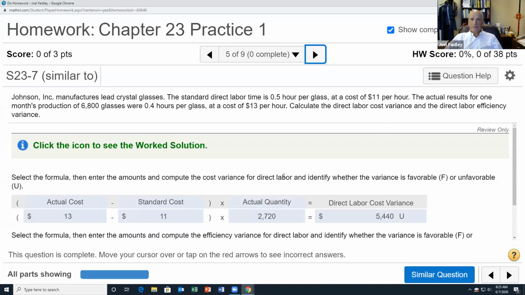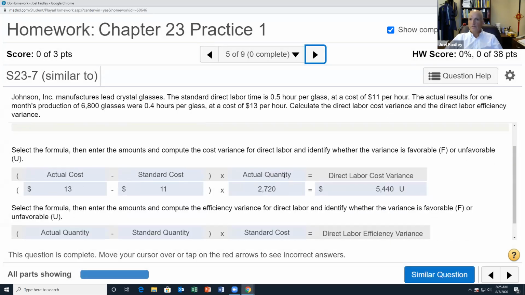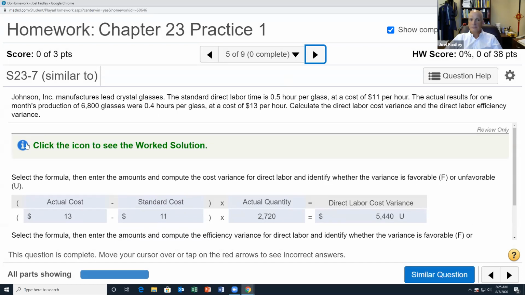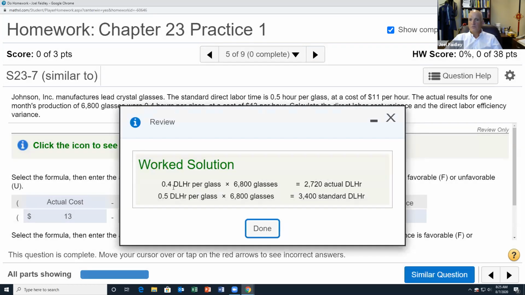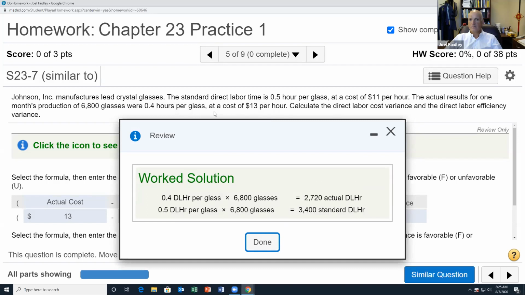All right, number 5. And here's one where they're using labor hours and labor costs instead of pounds or material usage. So I pay $13 an hour, and the standard says I can only pay $11 per hour. What's my actual quantity? 2,720. That's based on what? 0.4 direct labor hours per glass, times 6,800 glasses, 2,720.